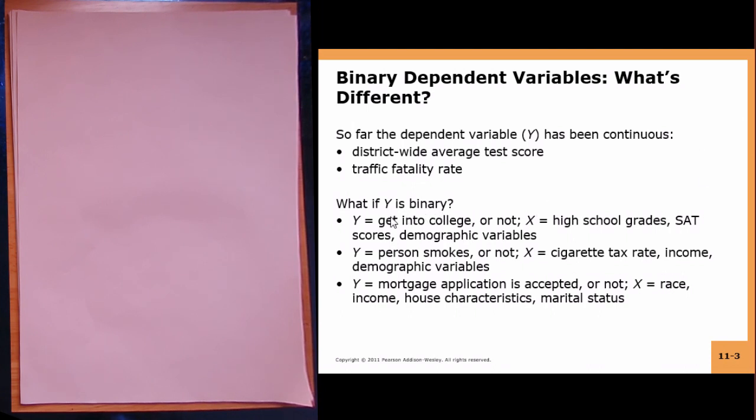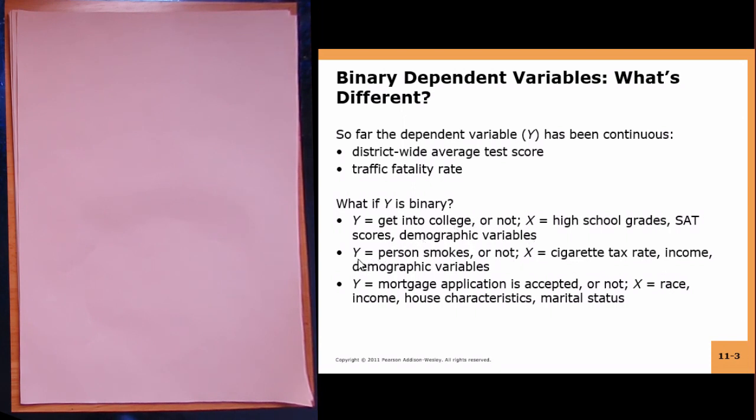But what if y is binary? In some cases you are interested in discrete outcomes. For example, when you apply to a particular college, you may get into the college or not, and suppose you want to know what factors affect whether you will get in. These factors may be things like your high school grades or your SAT scores, or in the Indian case, it may be your CAT scores or GATE scores. It may also be relevant what your demographics are.